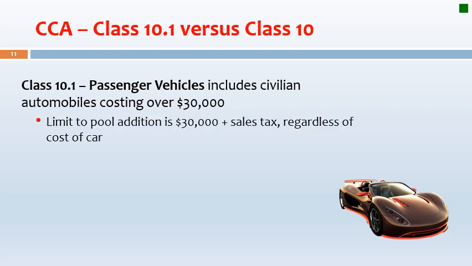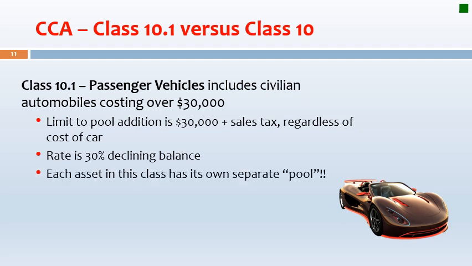So the limit that can be added to this pool is $30,000 plus sales tax. Doesn't matter what the cost of the car is. If the car is $80,000, $90,000, the most that can go into the pool is $30,000 plus any sales tax. Again, if the car is less than $30,000 before tax, it would go into a larger Class 10 pool. So the rate again is 30%, and the half-year rule would apply in the year of purchase.